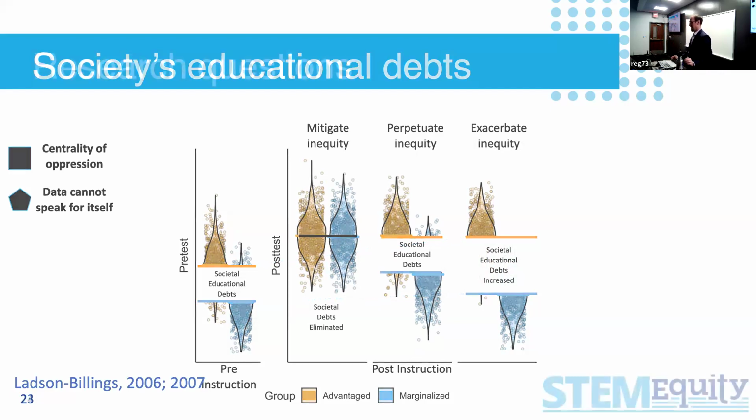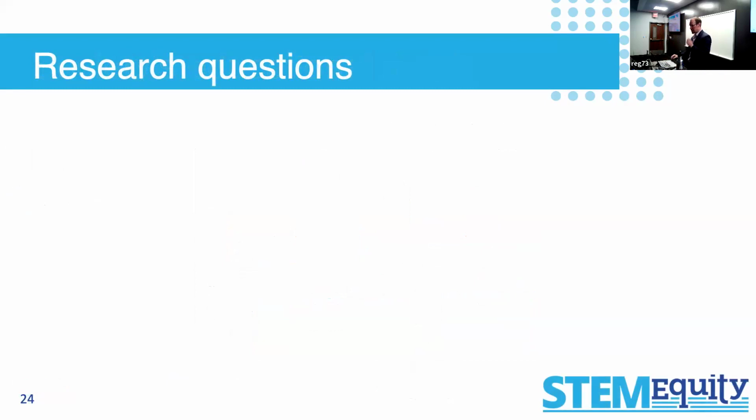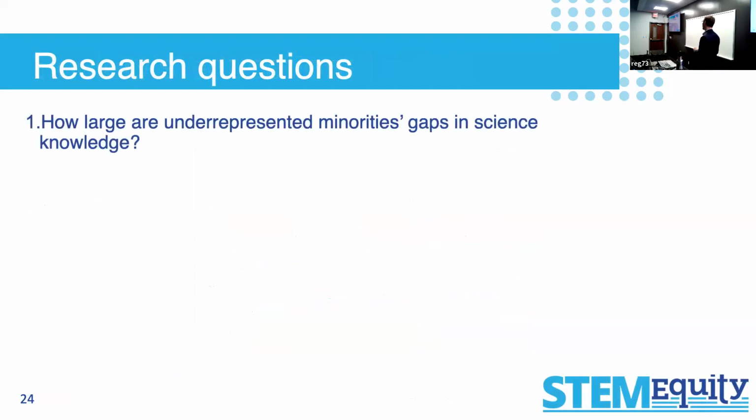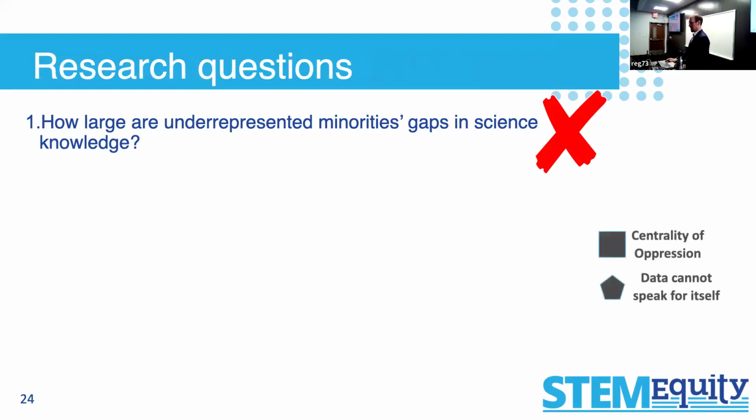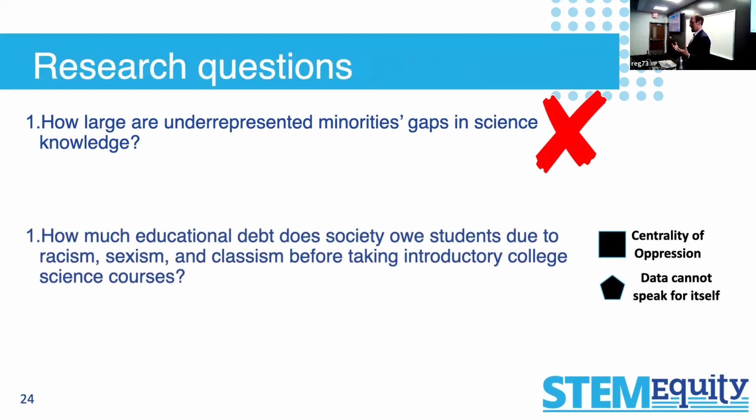Okay, sweet. So what are my research questions? I could have asked this question, but I'm not going to: how large are underrepresented minorities' gaps in science knowledge? I'm not going to ask it because it sounds like it's asking what's wrong with these students. There's something wrong with them, and how wrong is it? I don't want to measure how deficient these students are. That's not what I'm going to ask, even though that's the way a lot of wording tends to be. This is where my conceptual framework drives me to ask this question a little differently.